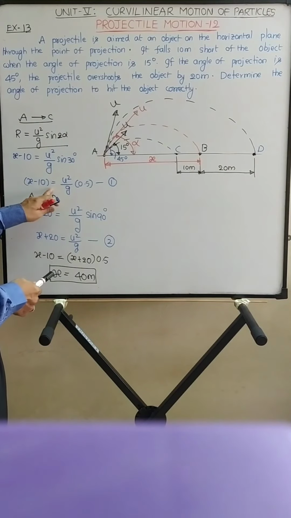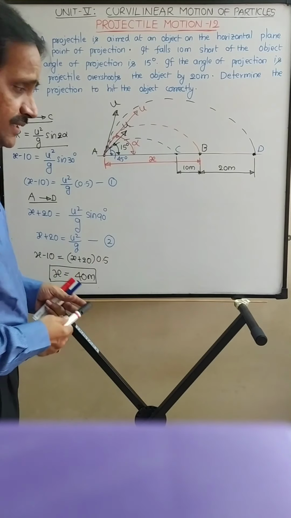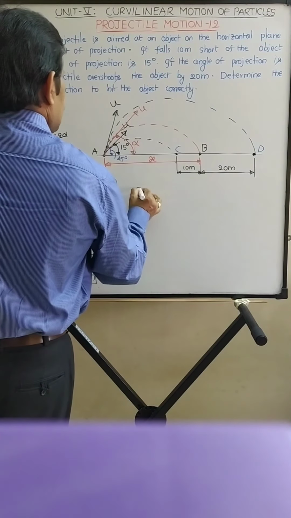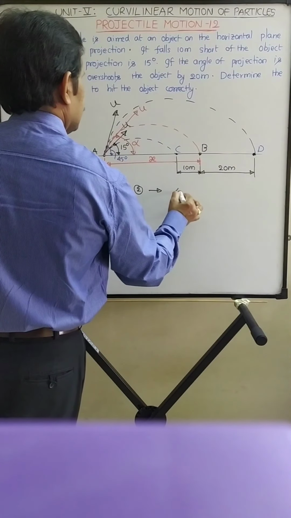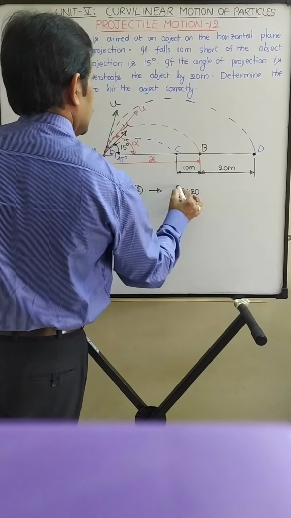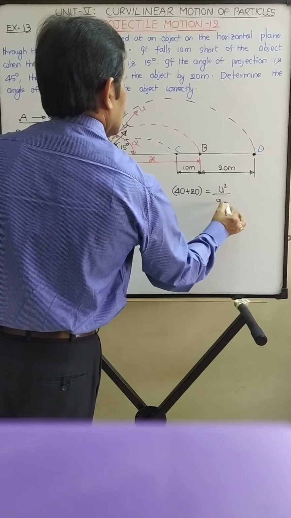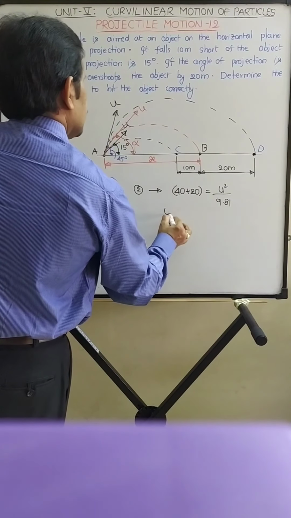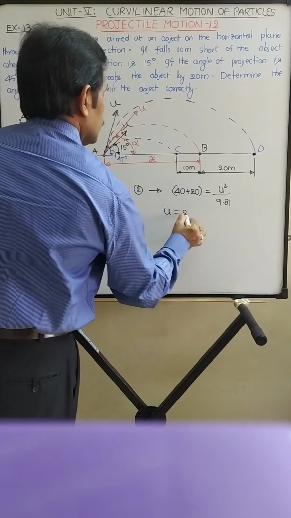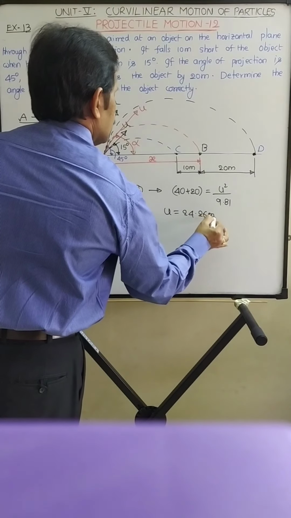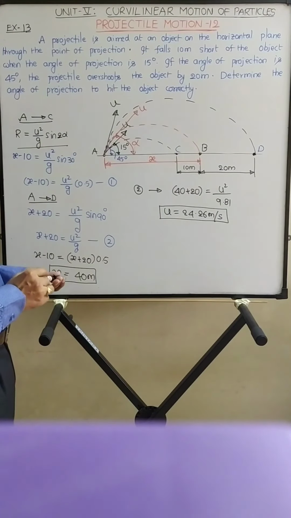So once you know x, using either equation 1 or 2, you can find out the velocity, that is u. Say from equation 2, you have x plus 20, that is 40 plus 20, is equal to u square upon 9.81. So that gives you the velocity as 24.26 meters per second. That is the velocity of the projectile.